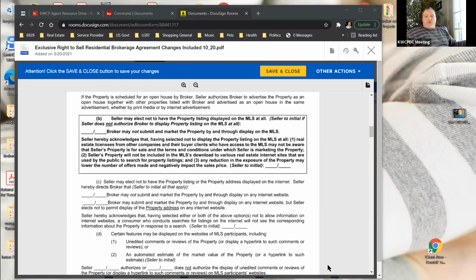Correct. So I ran into a violation just a week ago where an agent from another company, I won't mention the name, sent an email blast of an office exclusive listing not entered in the MLS, and yet here I am receiving it from a totally different company.